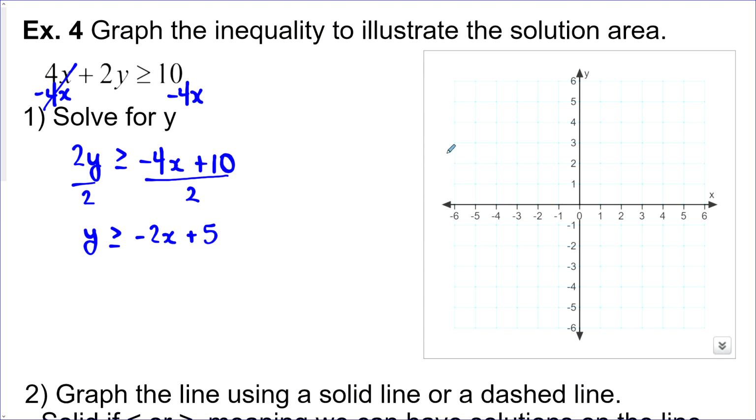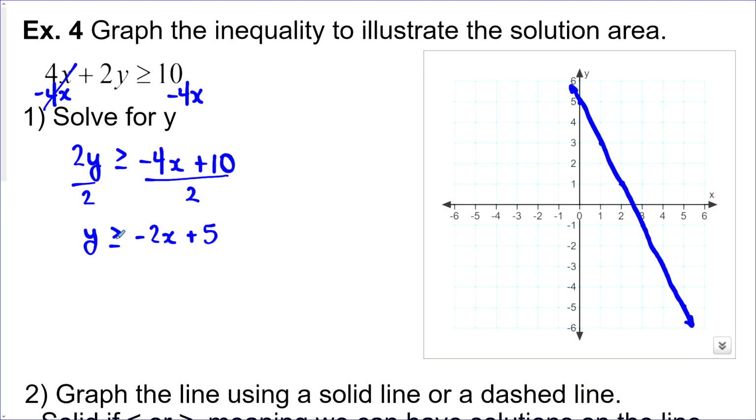Now our y-intercept is 5 and our slope is negative 2. So that means down 2 over 1, down 2 over 1. And I only need a couple of points, but I'm going to draw a bunch here just so I have something to follow as I'm trying to draw this line. So there's two parts to this. There is the y is greater than or equal to. I just drew the equal to part.